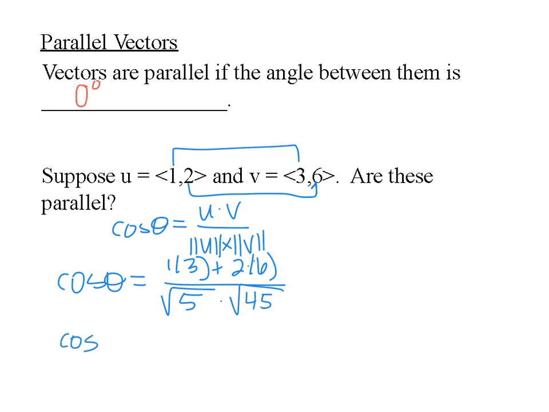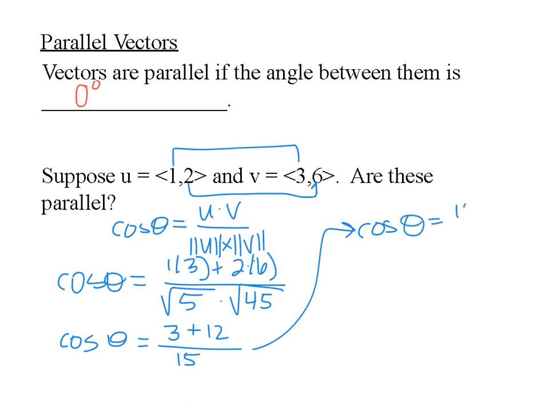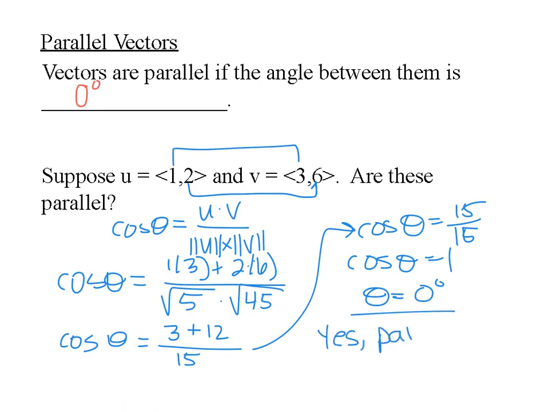So here we have cosine theta equals 3 plus 12 over square root of 5 times square root of 45, which I believe ends up being square root of 225, which is 15. So cosine theta equals 15 over 15, so cosine theta equals 1. Since cosine theta equals 1, think of your unit circle. What degree measure is cosine theta equal to 1? If you look at your unit circle, that should just be at 0 degrees. So since theta equals 0 degrees, yes, these are parallel.